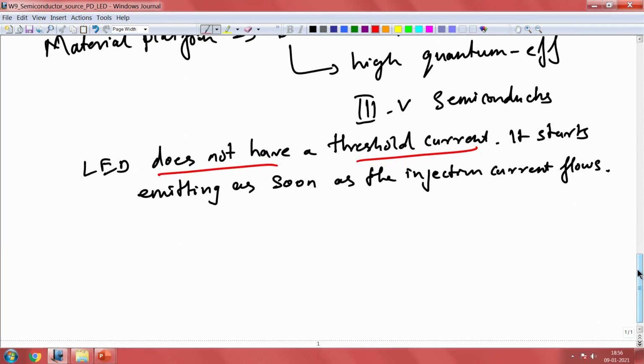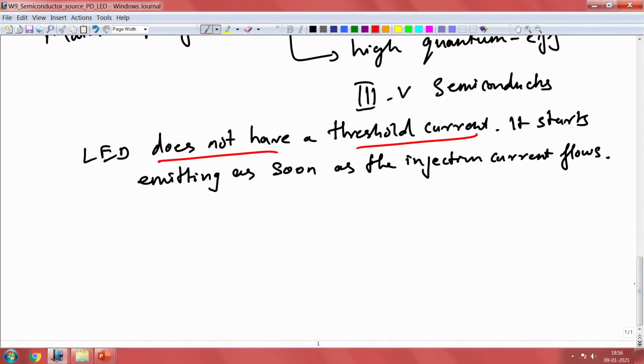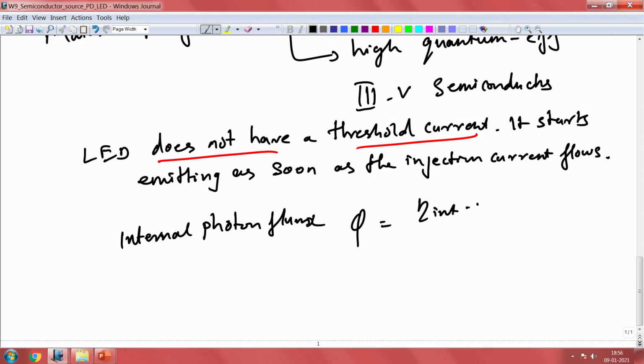Once you start generating the photon, what is the efficiency of generation? You need to understand the internal photon flux. What is the internal photon flux? Basically it is efficiency related, so that is phi. The internal photon flux depends on the internal efficiency and the injection current divided by the charge. This is injection electroluminescence.